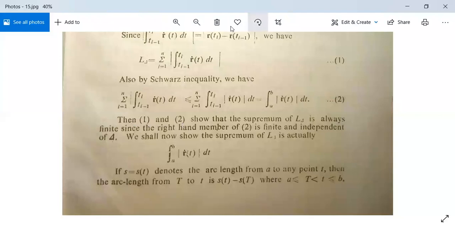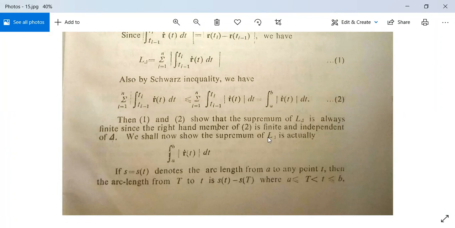Then (1) and (2) show that the supremum of L delta is always finite, but not infinite, it is finite. The right hand member of (2) is finite and it is independent of delta. So this subdivision that we are making, this length is independent of delta.